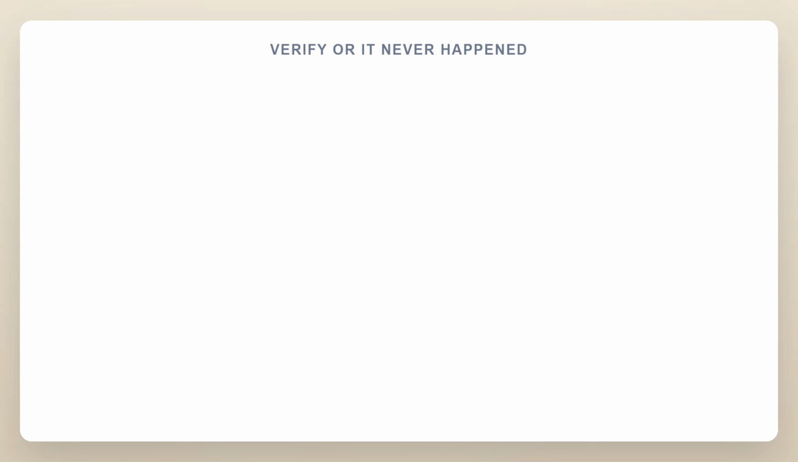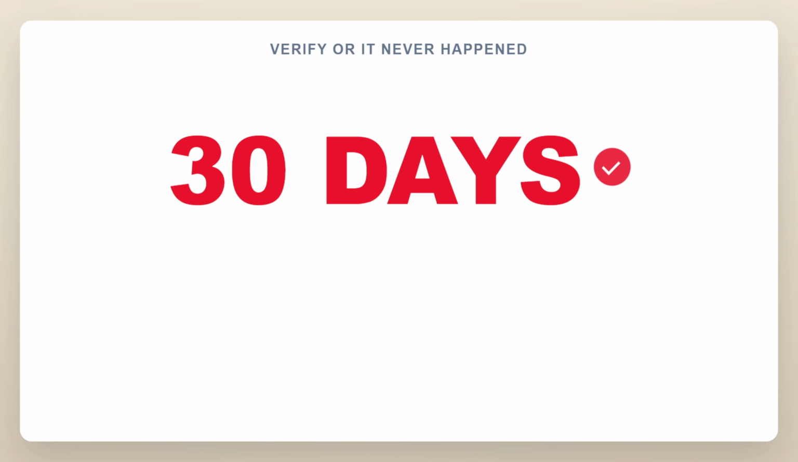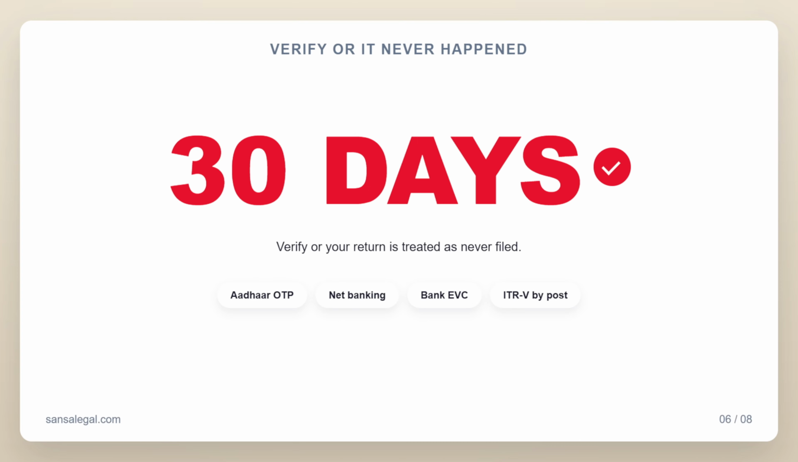Your return is not validly filed until it is verified, and you have 30 days. The fastest route is Aadhaar OTP, which takes under a minute. Net banking, bank account EVC, and DMAT EVC also work. Or post a signed ITR-V to the Centralized Processing Center in Bengaluru within the same 30 days.